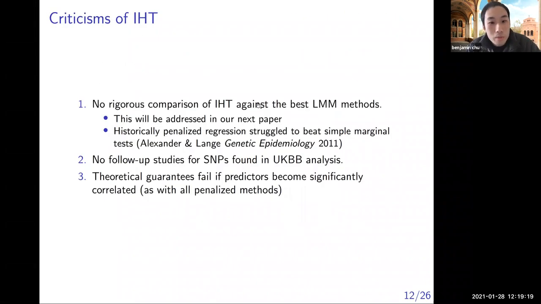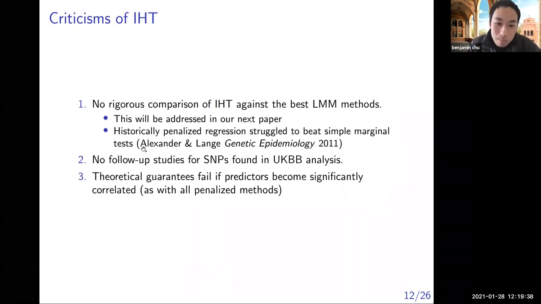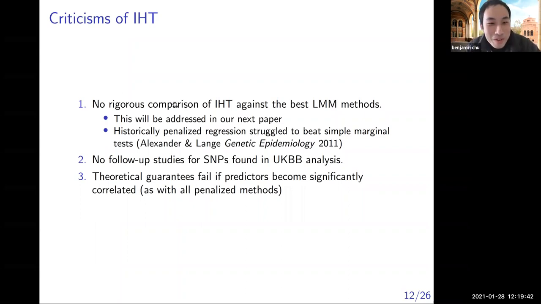And I mean, the reason for this is actually because historically, these penalized regression methods kind of struggled to beat even the simple marginal methods, right? For instance, in this paper, we tried really hard with lasso using stability selection, but it didn't work. So I guess, you know, it's a major milestone to beat the marginal test.